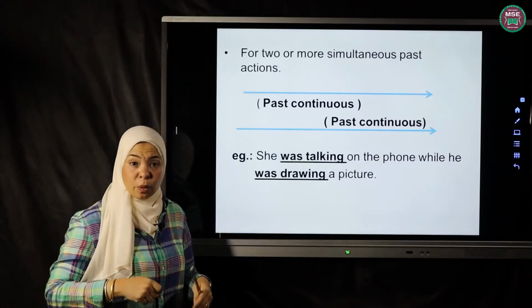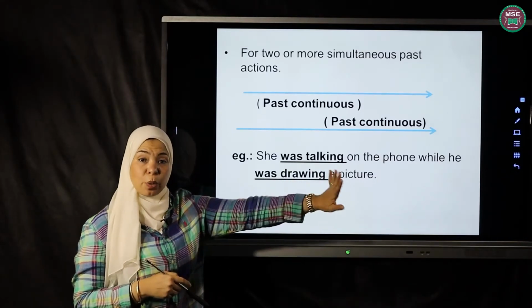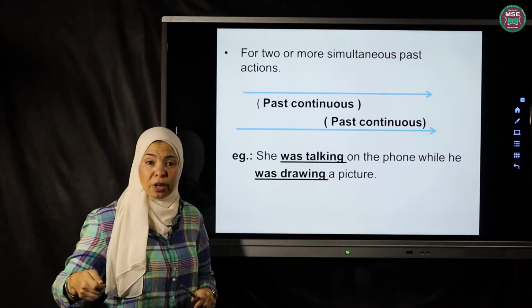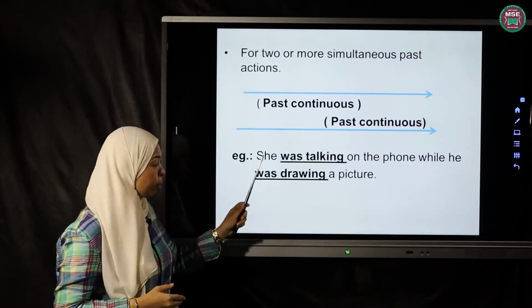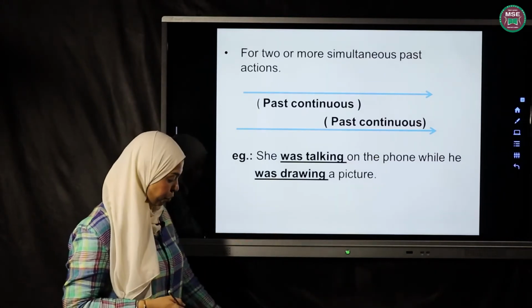I was studying while my mother was cooking. She was cooking in the kitchen and I was doing my homework. I didn't interrupt her and she didn't interrupt me. So, past continuous, past continuous.